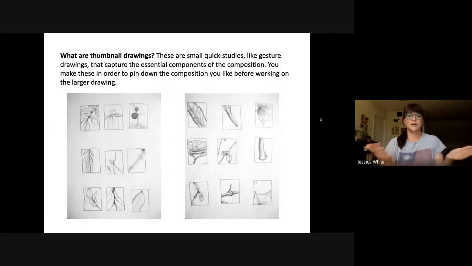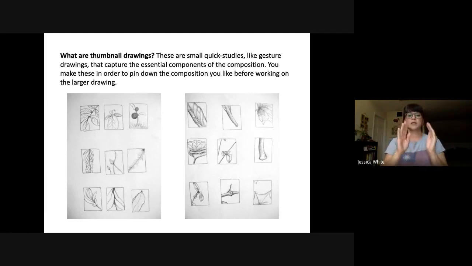So wait a minute, what are thumbnail drawings? These are basically small, quick studies, kind of like gesture drawings that capture the essential components of the composition. So what you're doing to make these is to pin down the composition before you start working on the larger drawing. So they should really only take a minute or two. Keep it really sketchy and gestural.